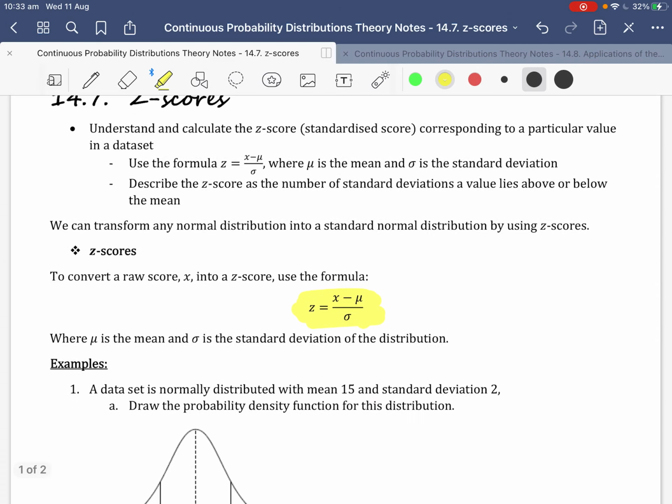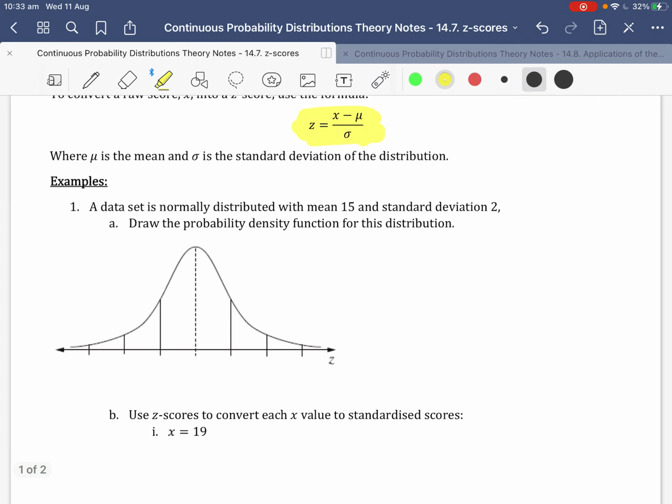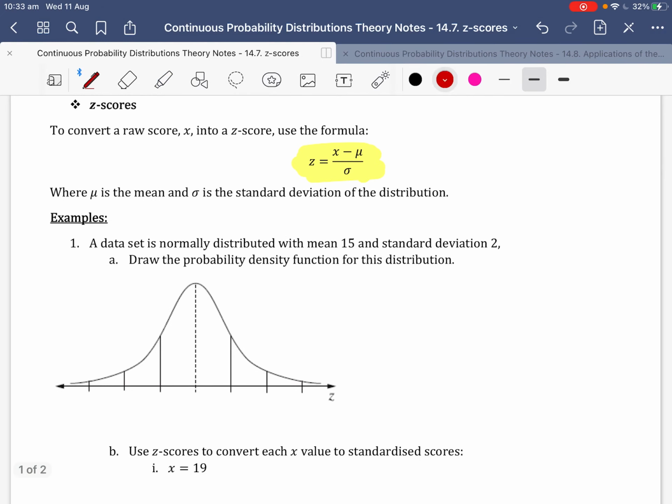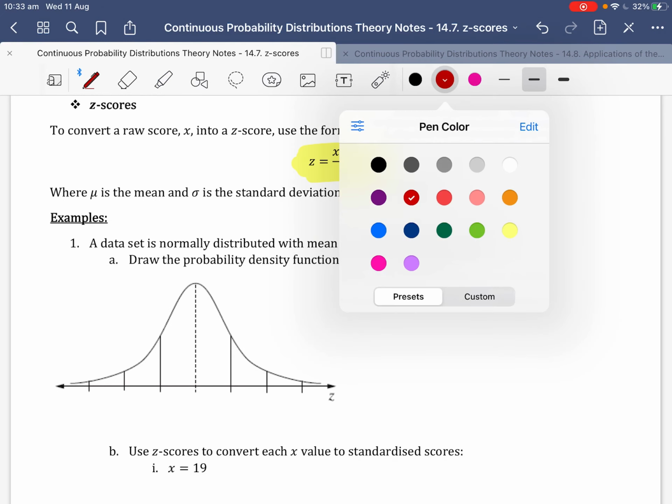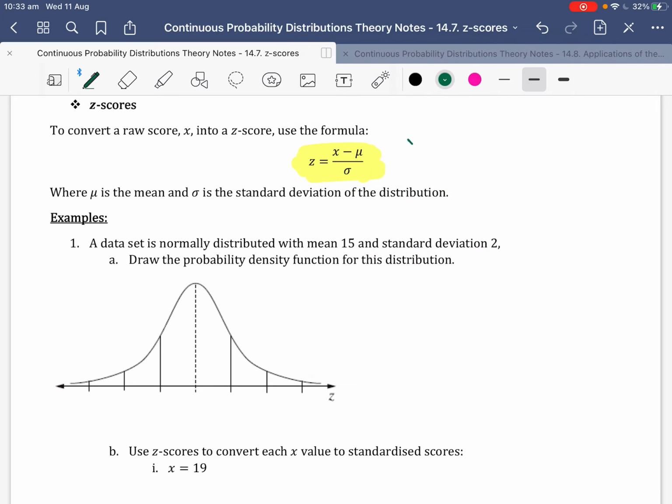So for our examples, we have a data set that is normally distributed with a mean of 15 and a standard deviation of 2. What we want to do is draw a probability density function for this distribution. It's also important to note that the z-score formula is on your reference sheet, so you do not need to remember this formula. It is on page 2 above the normal distribution graph.